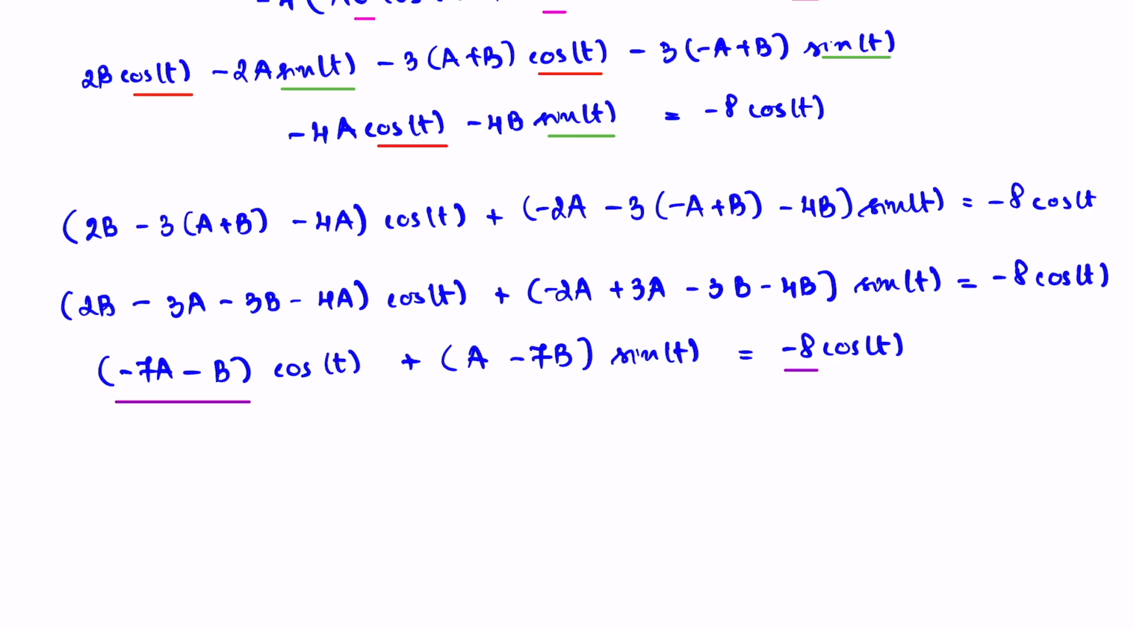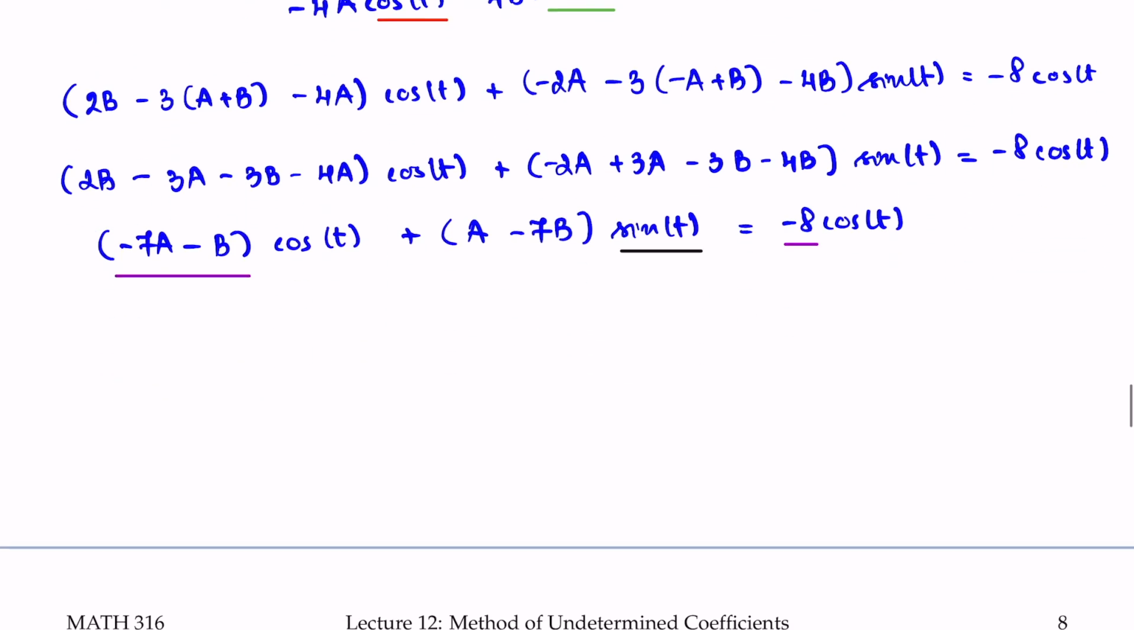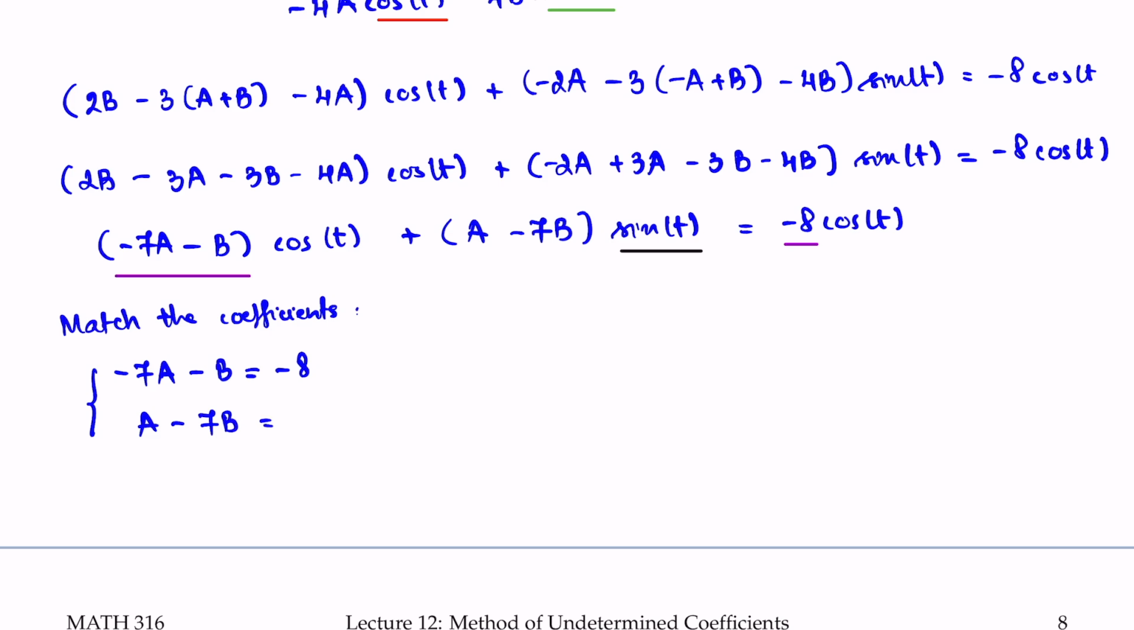Now you have sine of t on the left-hand side, but there's no sine of t on the right-hand side, so you match the coefficients, that is a minus 7b equal to 0. So match the coefficients. And we got the following system of equations: negative 7a minus b equal to negative 8, and a minus 7b equal to 0.